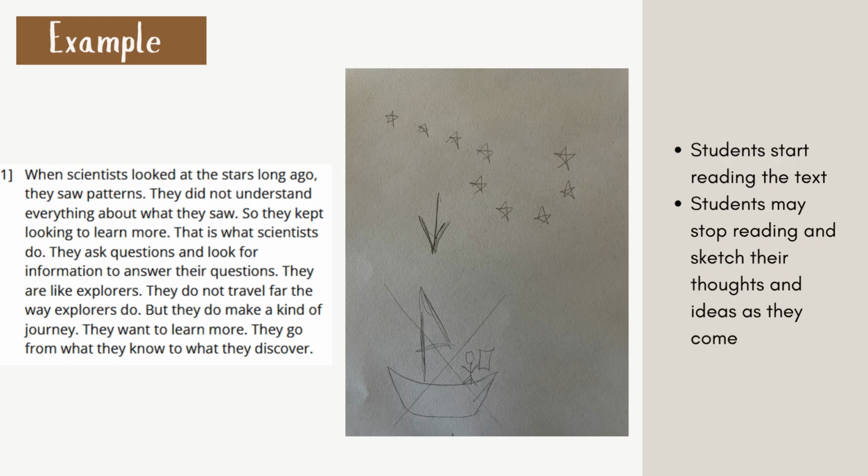So, we see here this is the first paragraph, and I have a diagram of the stars in a pattern. So we see that it talks about the stars and the patterns, and then it also talks about scientists are like explorers. So then I drew that like explorer on a boat, and then I put an X over it because the scientists are a little bit different from explorers because they don't travel the way they do. They are discovering and learning in a completely different way.